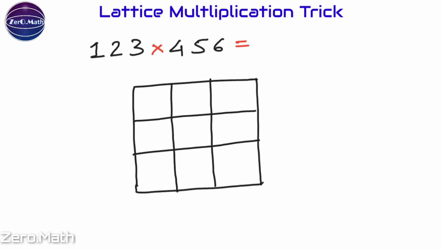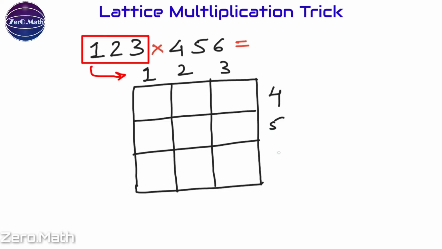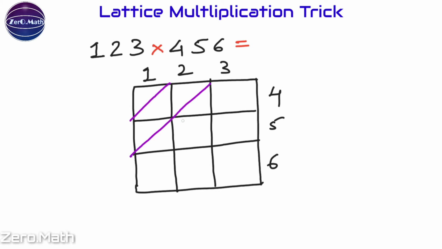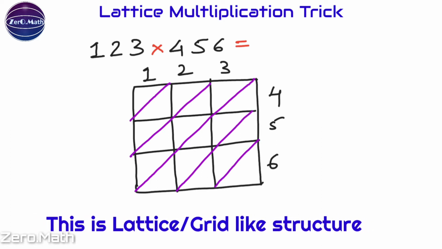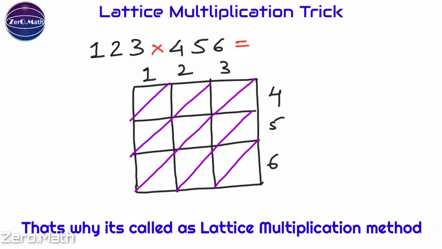Write down the numbers horizontally and vertically now. So I'll write down 1, 2, 3 horizontally and 4, 5, 6 vertically. Now draw the diagonal lines like this. This diagonal line basically divides each square into 2 parts. Now you can see this structure looks like a grid structure or lattice structure. That's why it is called the lattice multiplication method.